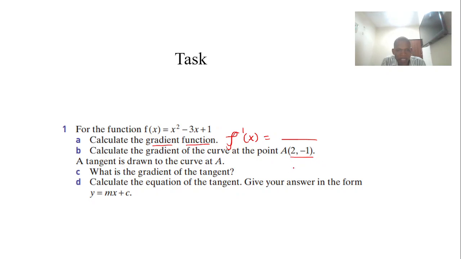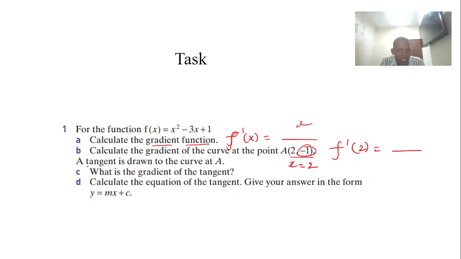Now b says calculate the gradient of the curve at this point. So which means after getting your gradient function, which contains only variable x, right? The only thing you need here is just this x as 2. You don't need this negative one. The only thing you need here is just x as 2. That's all, because your function will contain only x. So now you are going to find the f prime of 2, basically. That's the answer to that part.